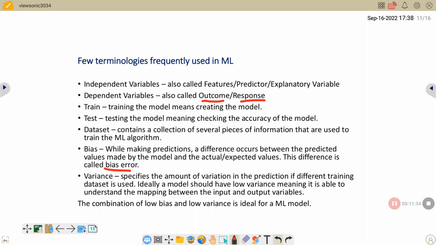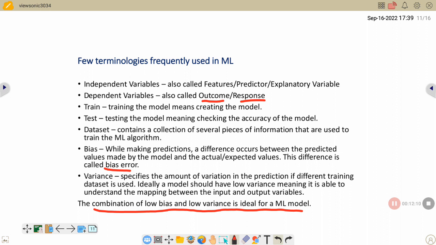Suppose your ML model is working fine for a particular training data set, but it is not working fine for a different training data set. That means there is a huge variance, right? If your model is working okay for different training data sets, then it has a low variance, and it is always expected to have a low variance in your ML model. The combination of both low bias and low variance is ideal. It gives you an ideal ML model, but generally it doesn't happen.